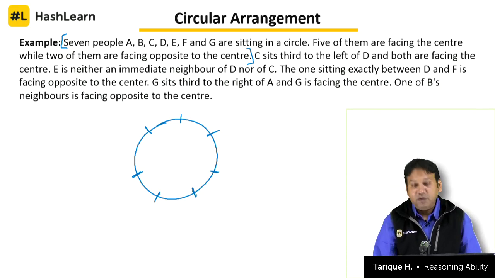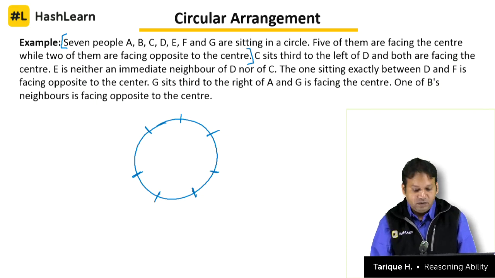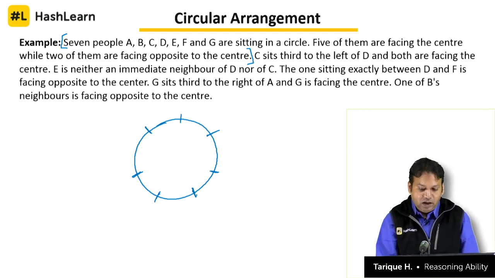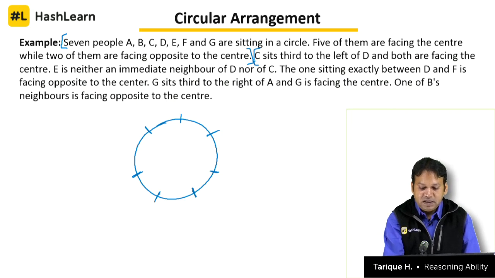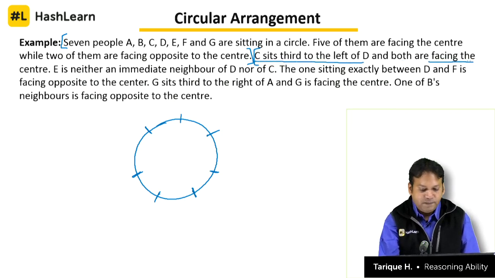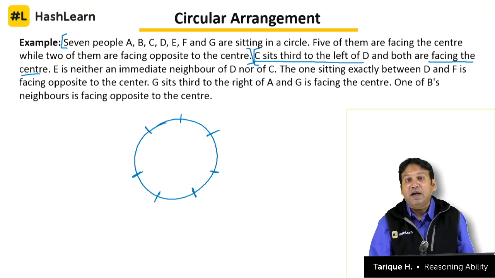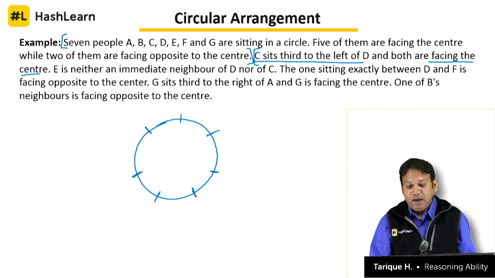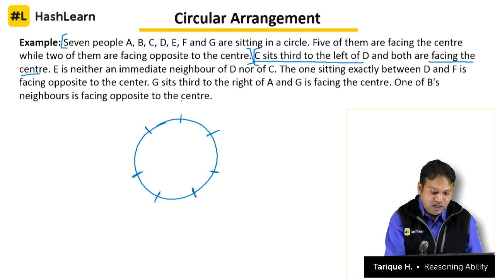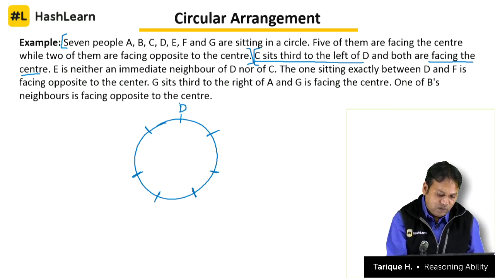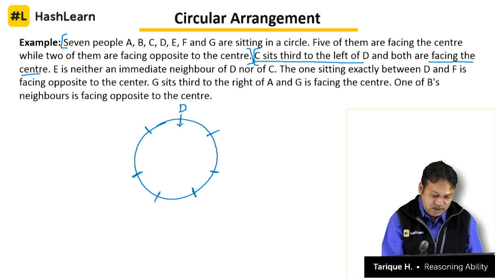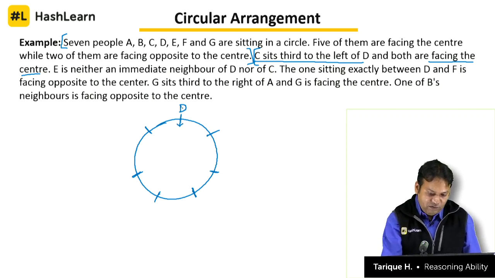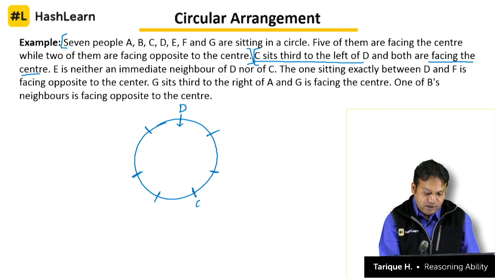For the 7 persons, we don't know who is facing towards and who is facing away. That we have to find out as we progress in the question. Now let's start with the first clue here. C is third left of D and both are facing the center. Alright, very good. So we know that C is third to the left of D. At the same time we also know that both are facing the center. So if you start with D, C is third left of D, so let's place D here, and we know that D is also facing the center, as is C. So C is third left of D, so if you count from here 1, 2 and 3, this is the third left. That means C will be here.